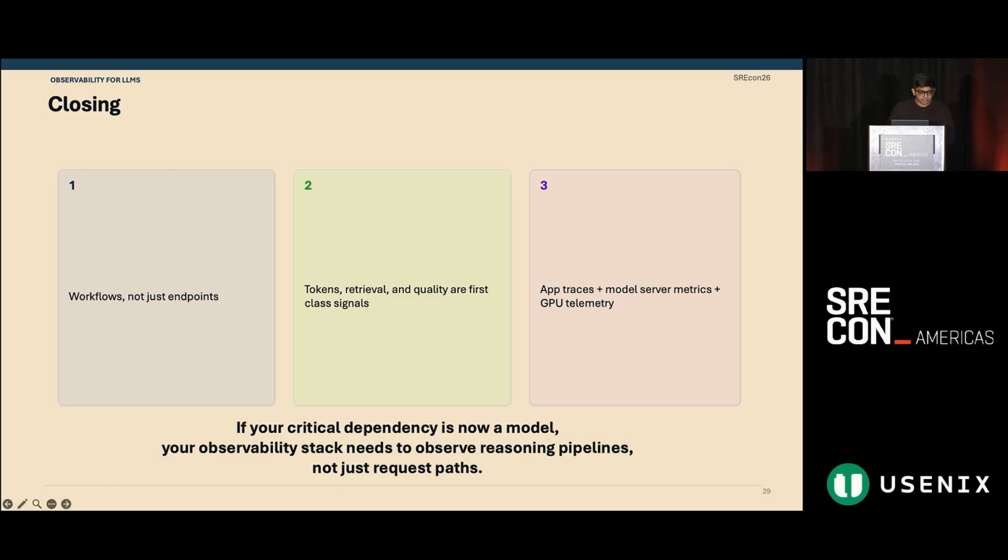So at the end, I would like to end with 3 key points. For LLM applications, we need to observe the entire workflow, not just the endpoint metrics. Tokens, retrieval, and quality are first-class signals here. Thirdly, we should combine app traces with model server metrics and GPU telemetry to get the entire picture of the request. This will help in debugging the incidents that you encounter.